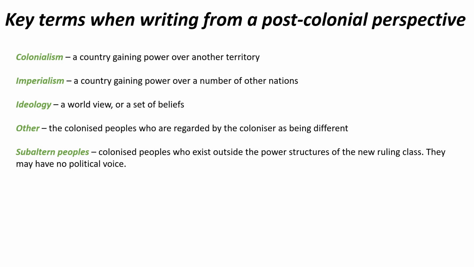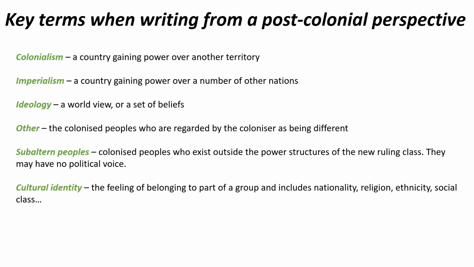You might also hear subaltern peoples. This is the colonised peoples who exist outside of the power structures of the new ruling class. So Bertha in Jane Eyre, for example, would come into this category. They have no political voice, no power at all.